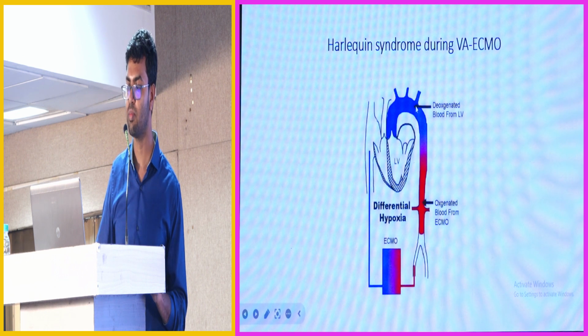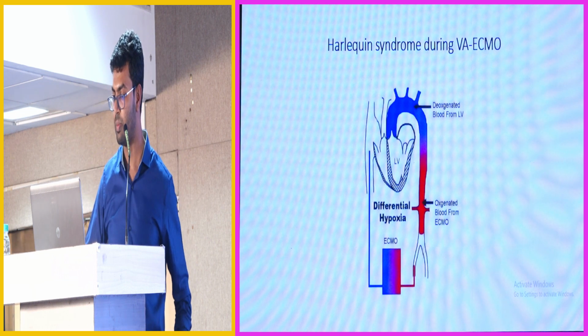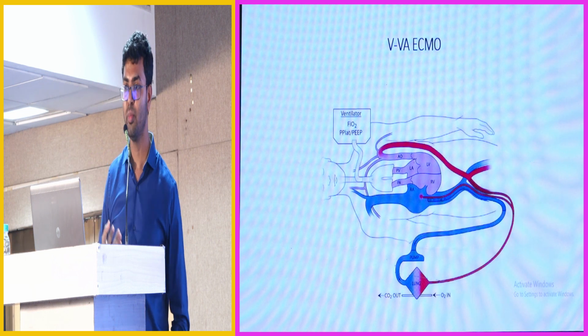The point of intersection of these two bloods can be here, anyway. If it is here, you can see there will be a difference in NIRS monitoring in these two parts of the brain. So how to mitigate this one?